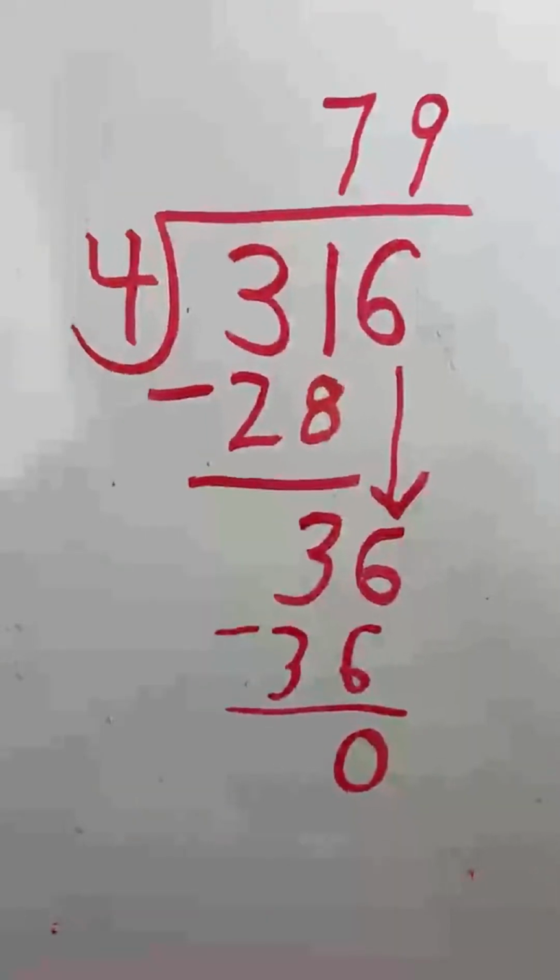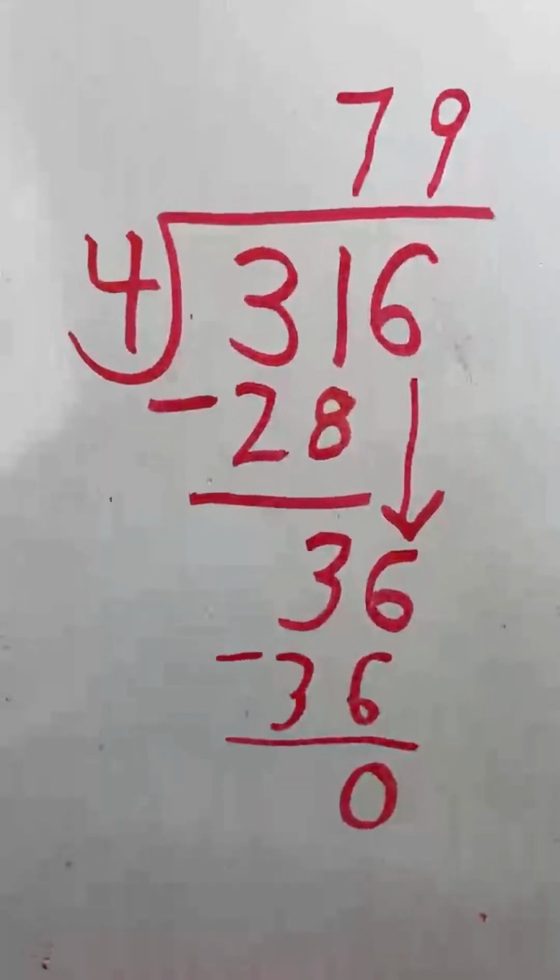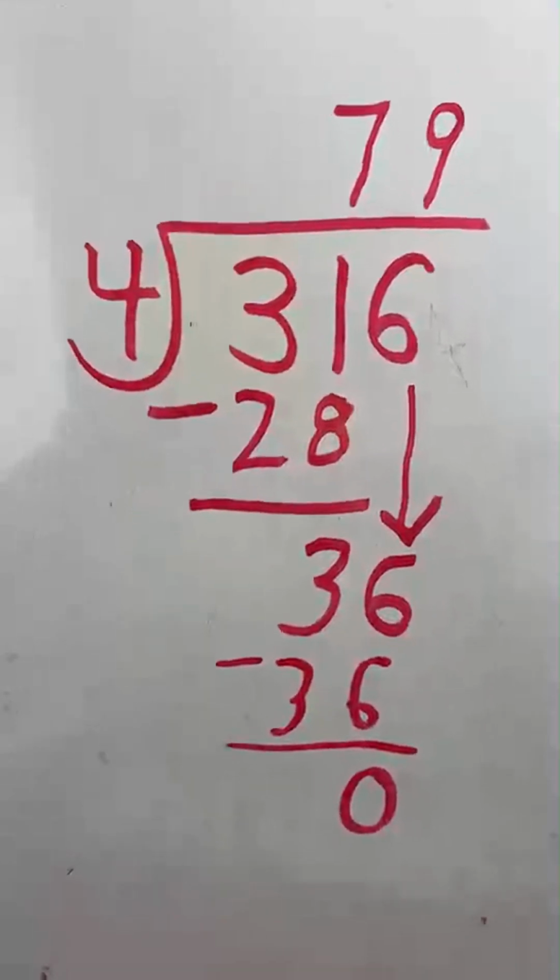316 divided by 4 equals 79. And now we are going on to example number 2.